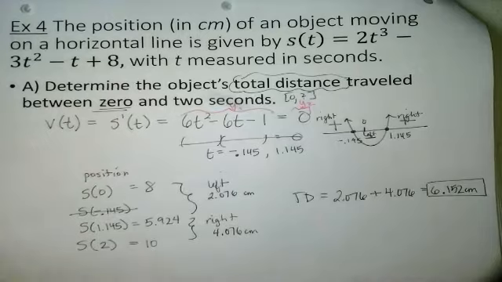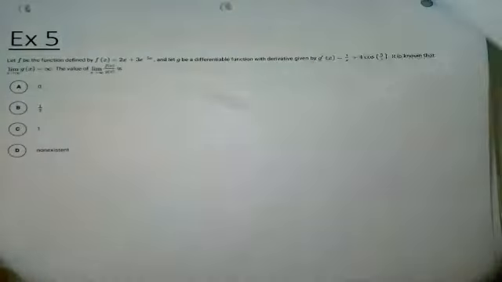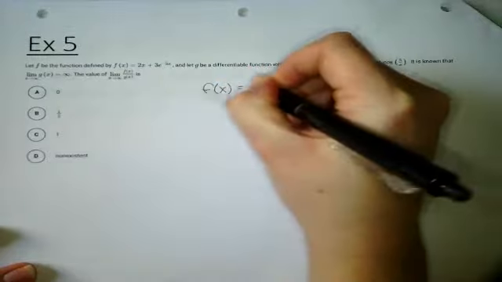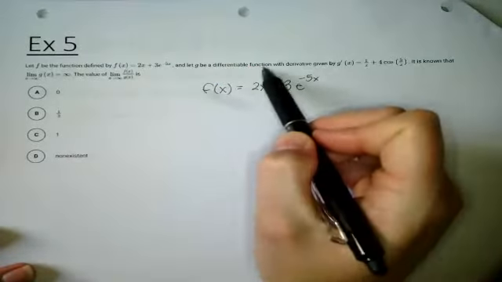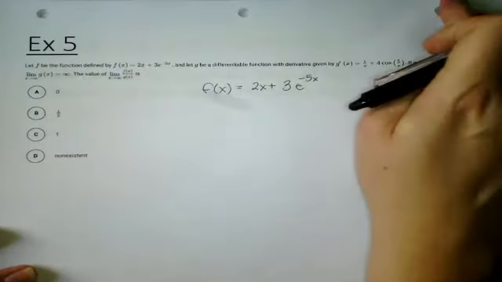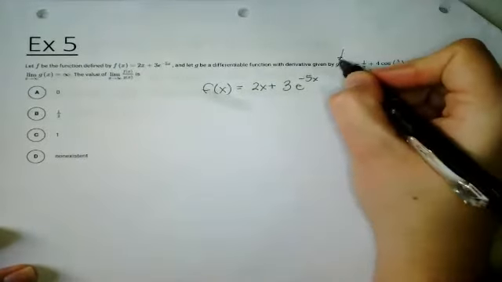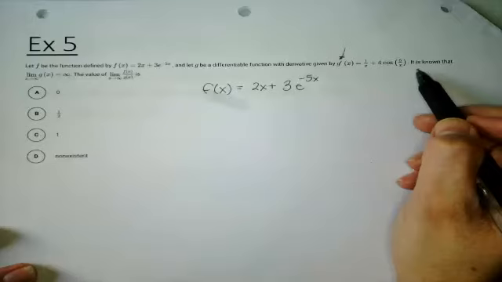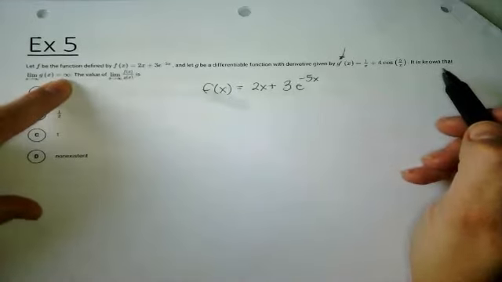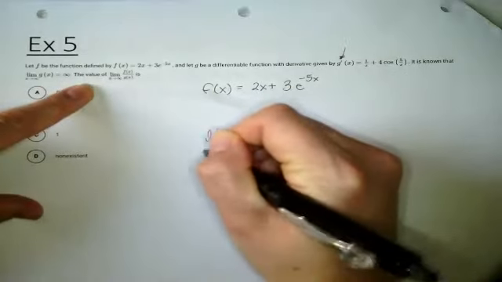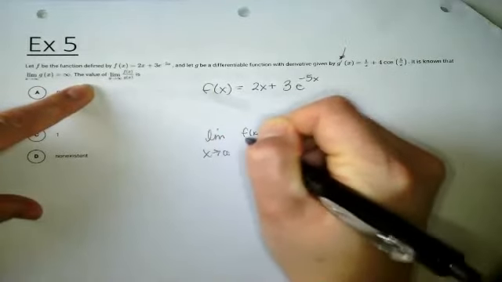Okay. All right. We've got just a couple more here. Oh, last one. All right, I hope you can read it. I'm sorry, it's small. It says, let f be the function defined by f of x is 2x plus 3e to the negative 5x. And let g be a differentiable function with derivative given by g prime. Oh, they're giving me the derivative. That's interesting. All right. It is known that the limit as x approaches infinity of g of x is infinity. And we want to know what is the limit as x approaches infinity of f of x over g of x.